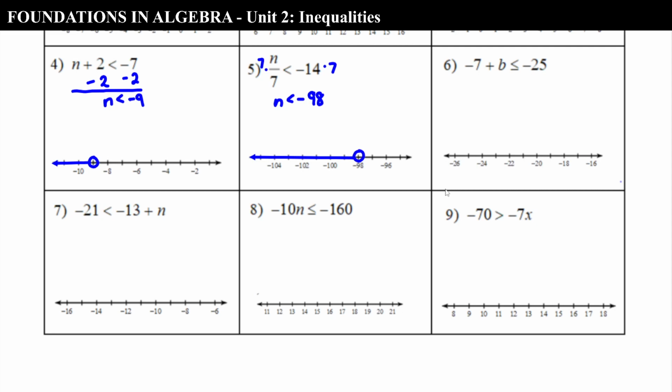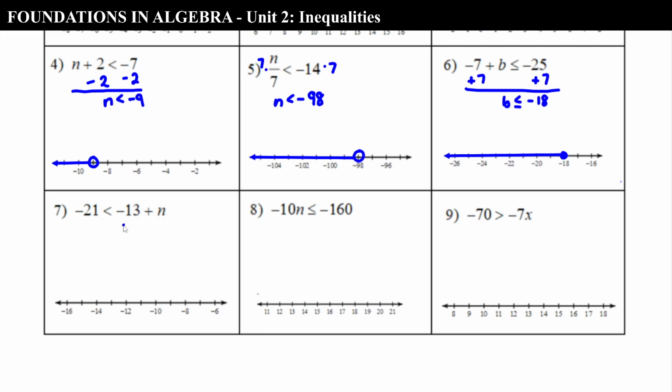For number 6, we're going to add 7 to each side. That gives us b is less than or equal to -18. And then we're going to do a closed dot at -18, and we're going to go to the left. A little tip for you: if you get a number that is not on the number line that you're using to plot your solution, that may key you in that your answer is not correct, and you may need to double check your math.